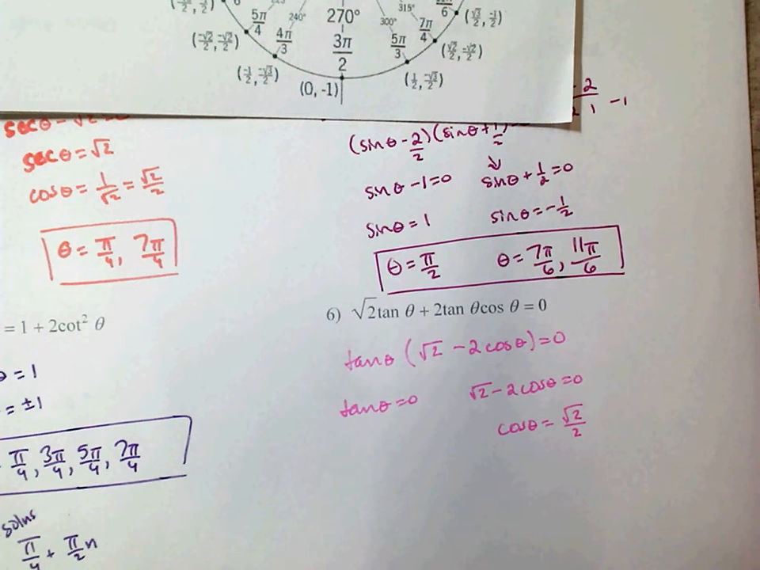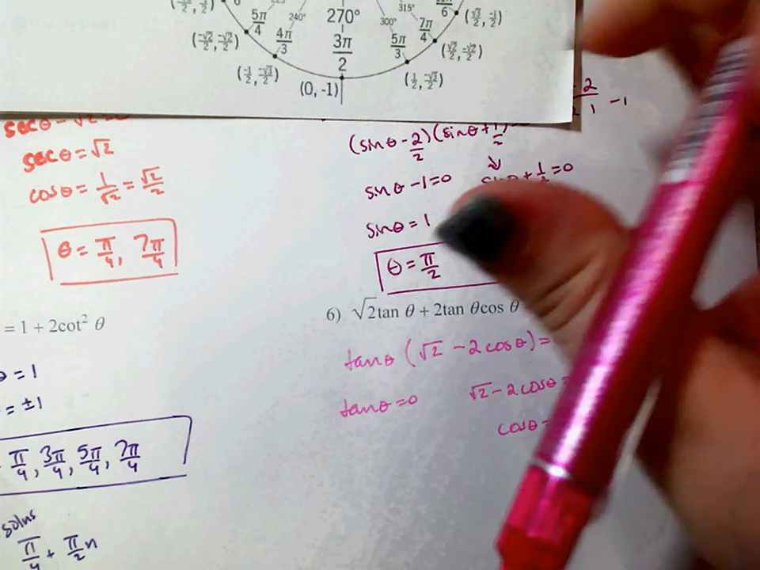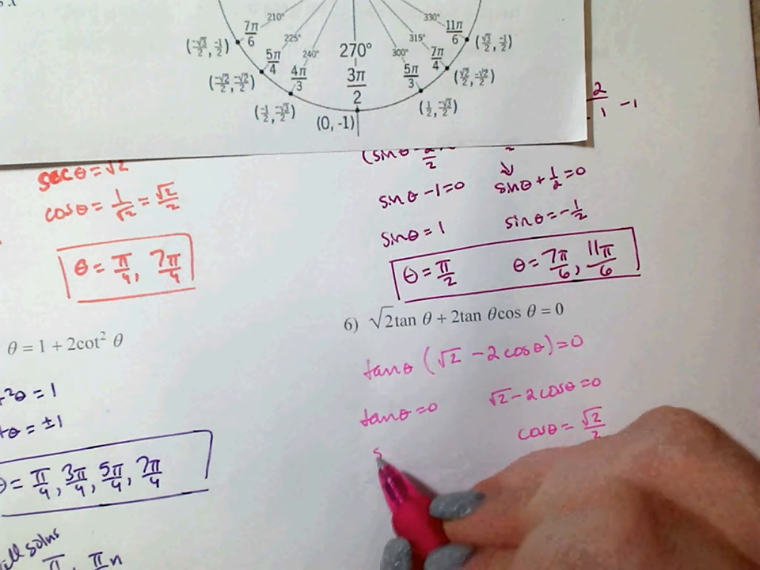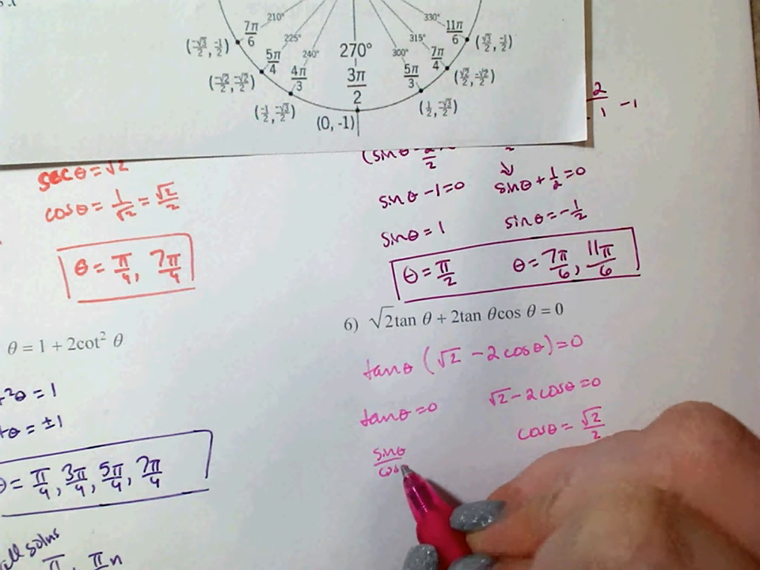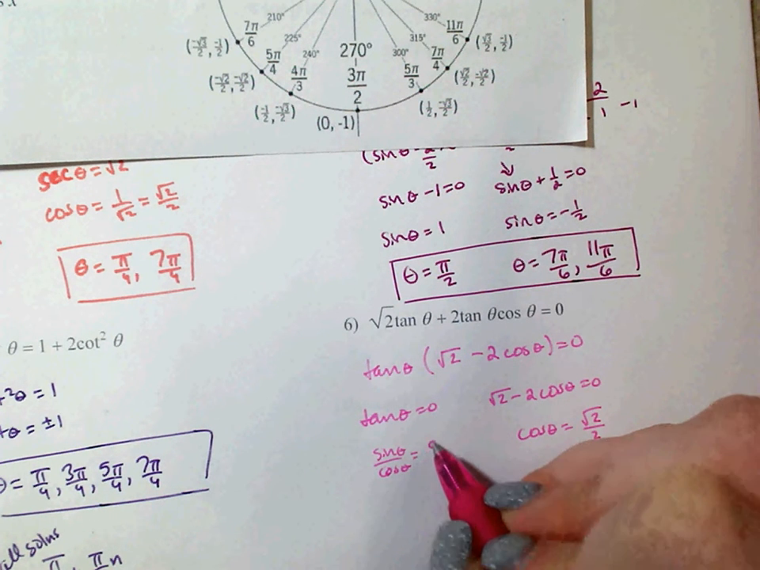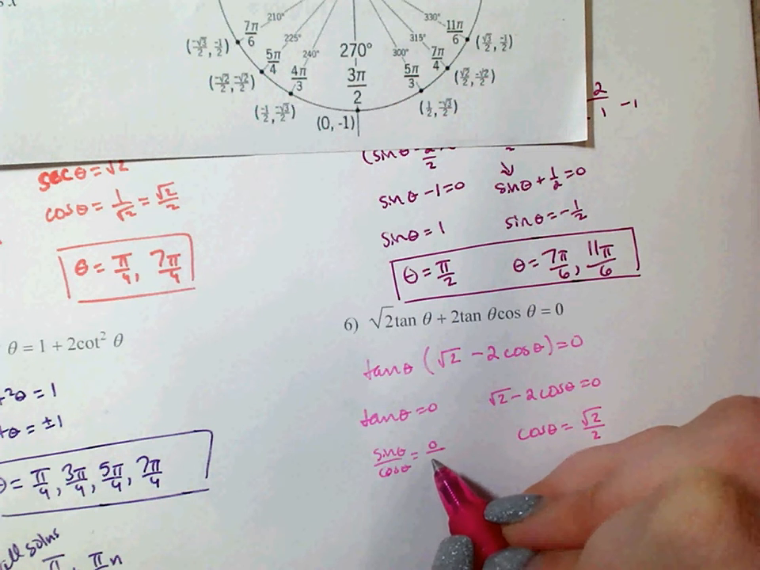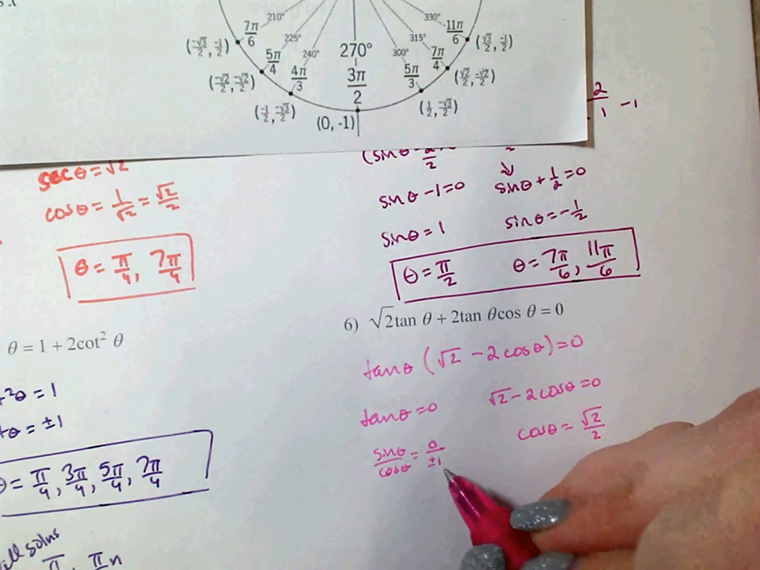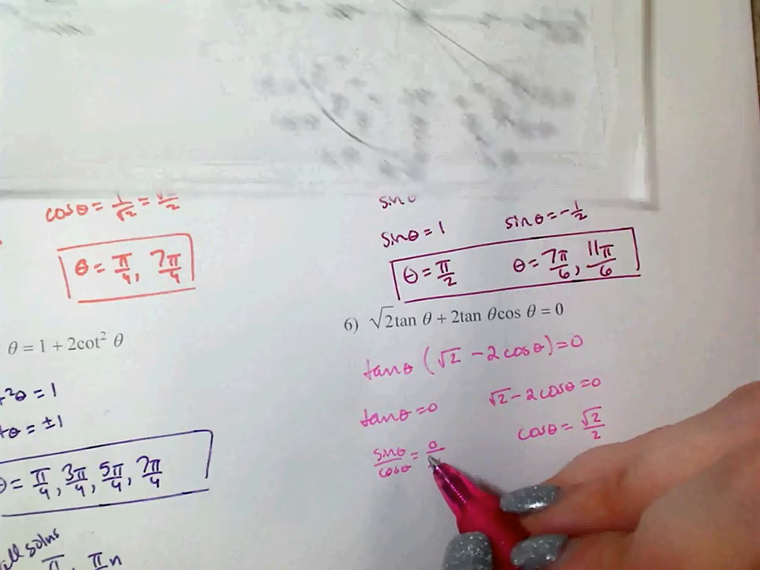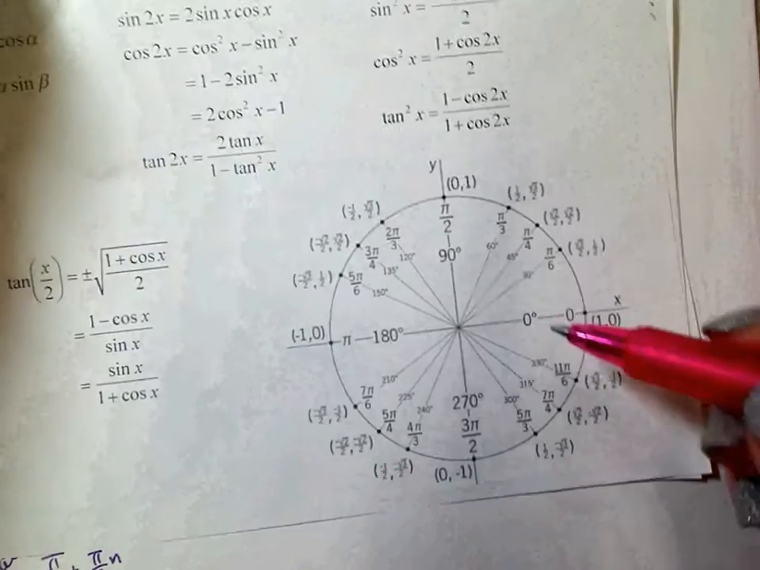Okay. Tangent equaling 0, tangent is sine over cosine, right? So the only way that you're going to get 0 is if you have 0 on top, and when sine is 0, cosine is either 1 or negative 1. So basically you're just looking for when does sine equal 0. And sine equals 0 on the x-axis at 0 and at pi.